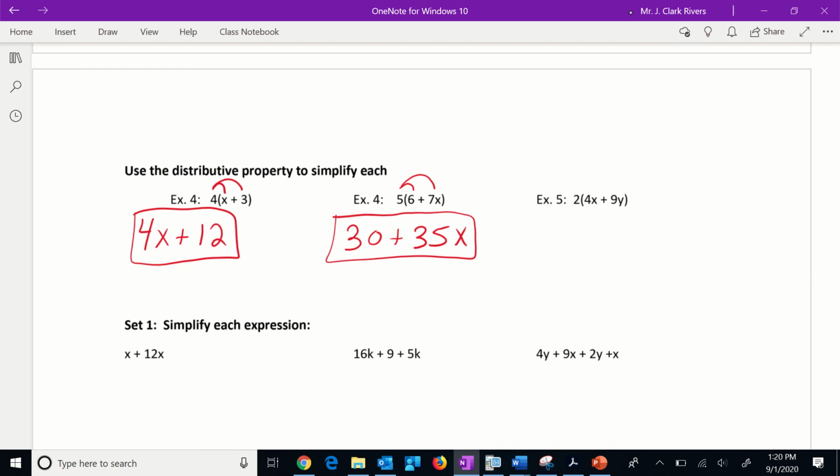Try this one. Okay, if we have 4x and we're going to multiply it by 2, so we have 4x and we're going to double that. Well, if you have 4 and you double 4, what do you get?